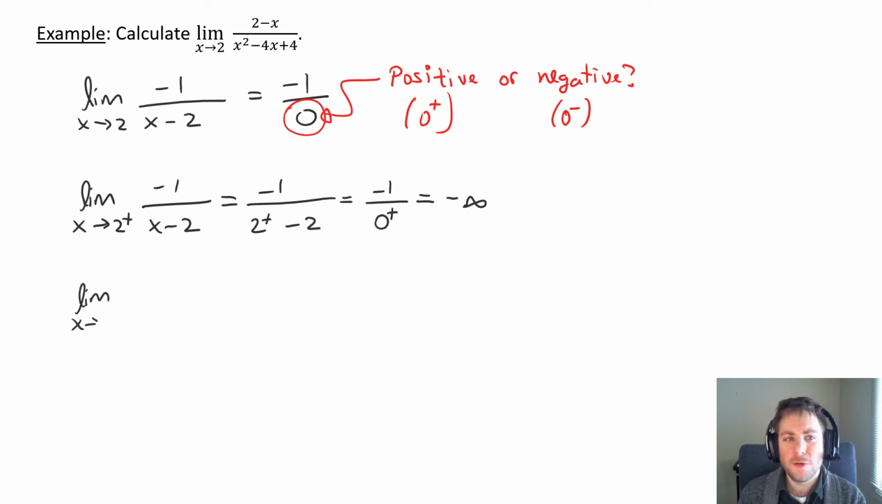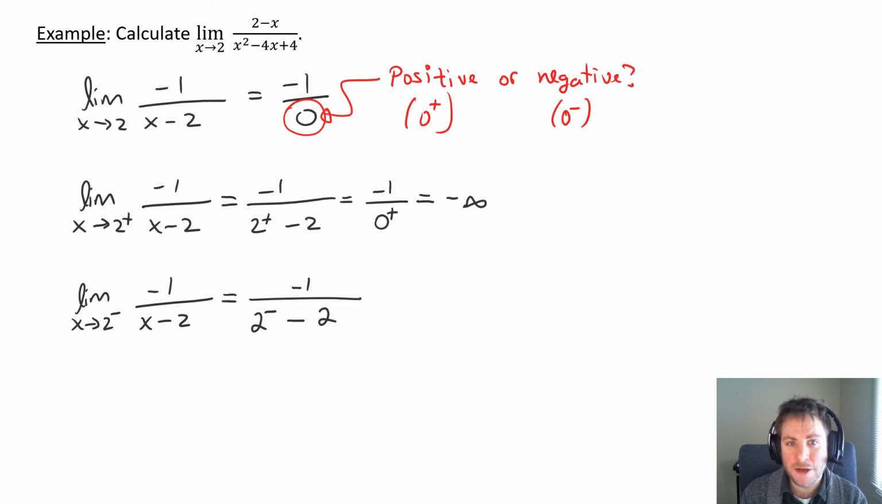But what about if we approach 2 from the left? In this case, x would be a number which is less than 2. So in our denominator, we see that 2 is being subtracted from a number which is less than 2, and the result will be a negative value which is close to 0. We can now see this fraction as negative over negative, which provides a positive outcome.